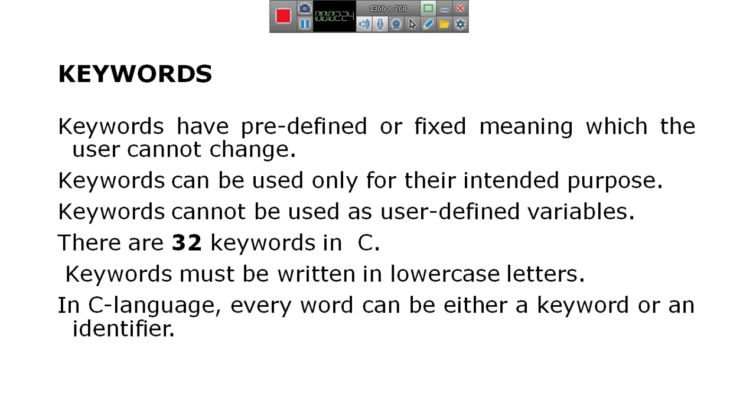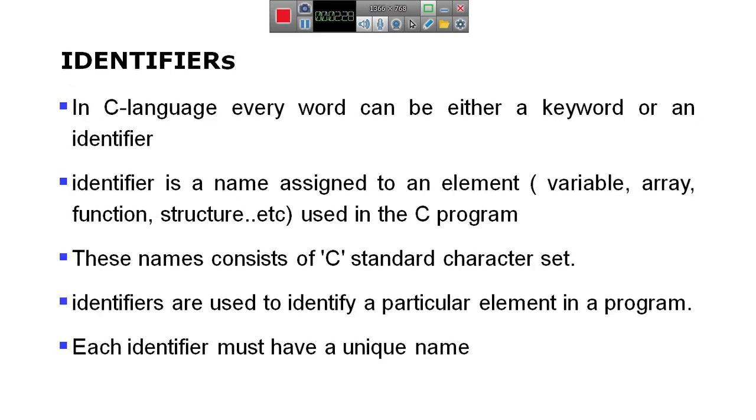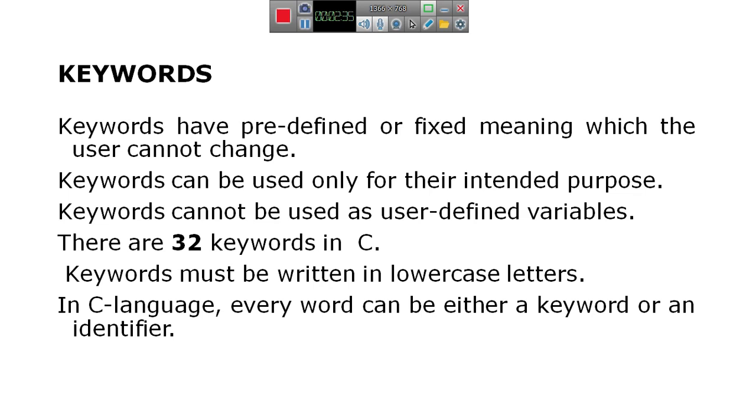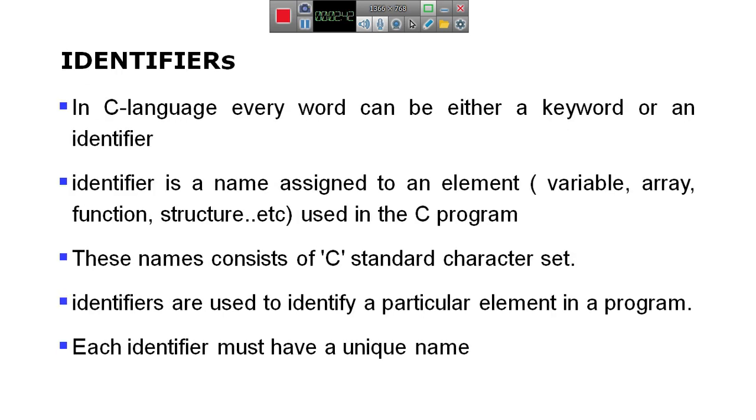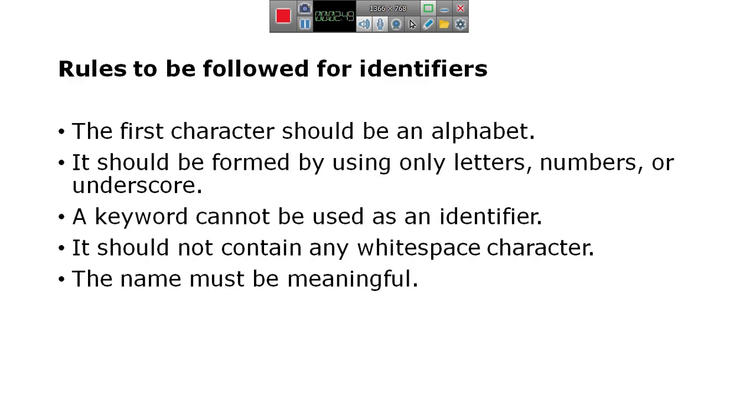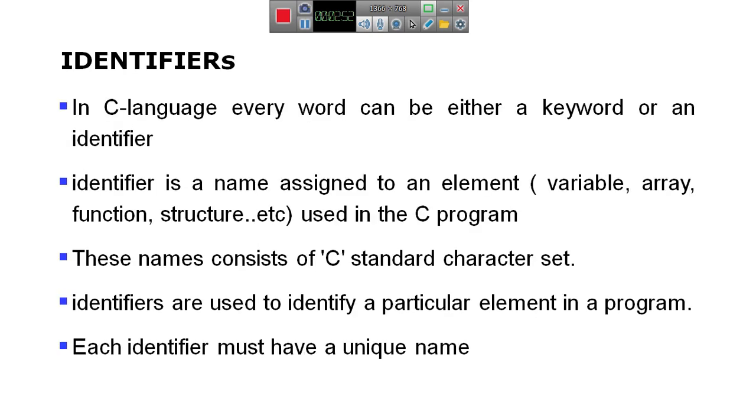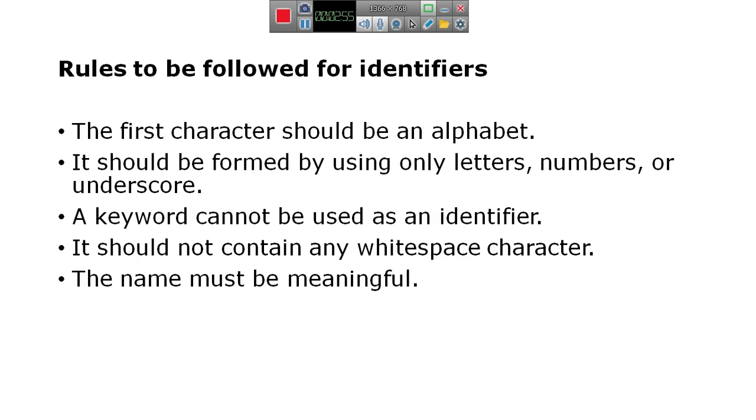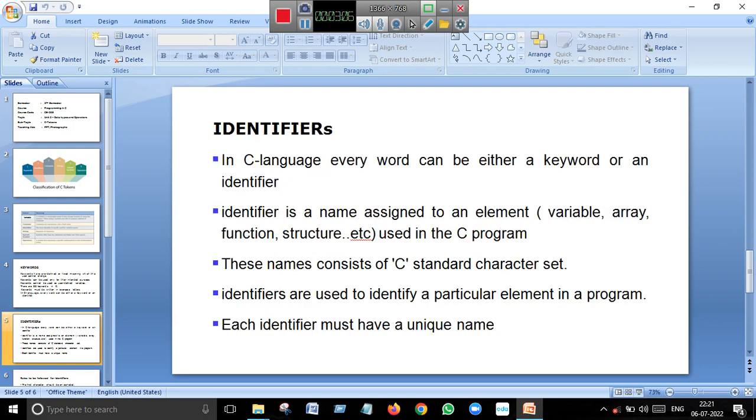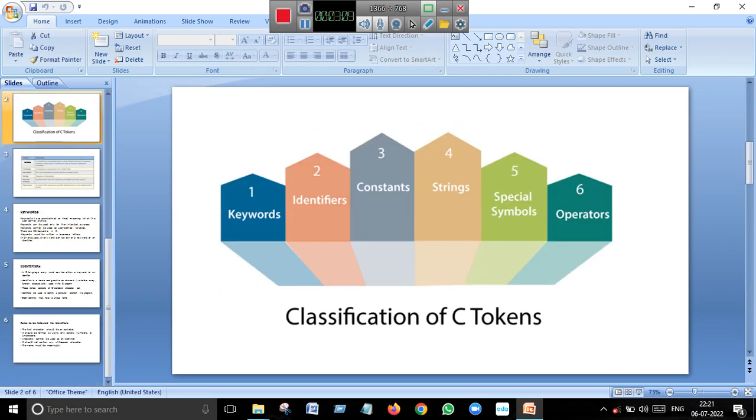So in detail about keywords and what is an identifier. What is a keyword? What is the purpose of a keyword and how many keywords are there? And what is an identifier, and the rules to be followed for identifiers. An identifier is nothing but a variable, and what are the rules to be followed for creating identifiers, for creating variables. So this will be discussed in this chapter.